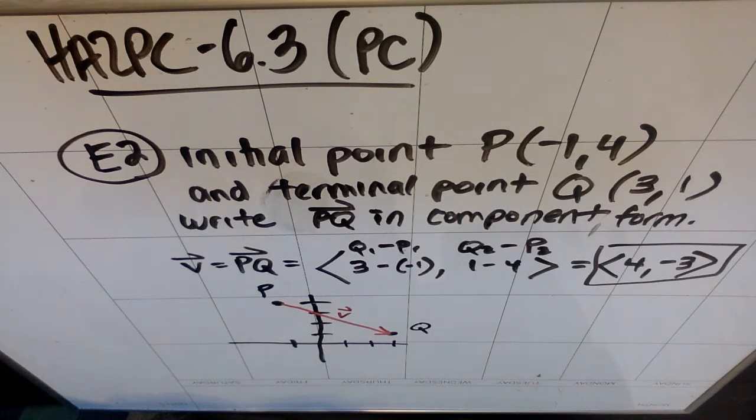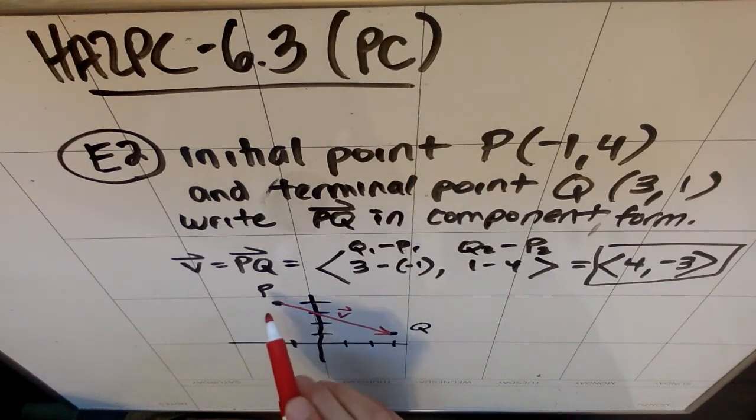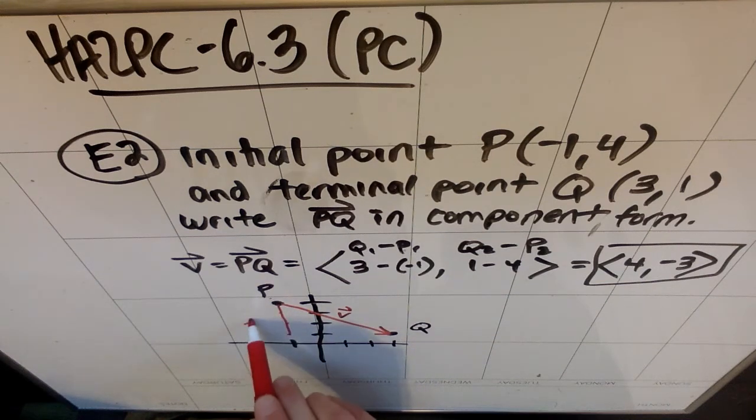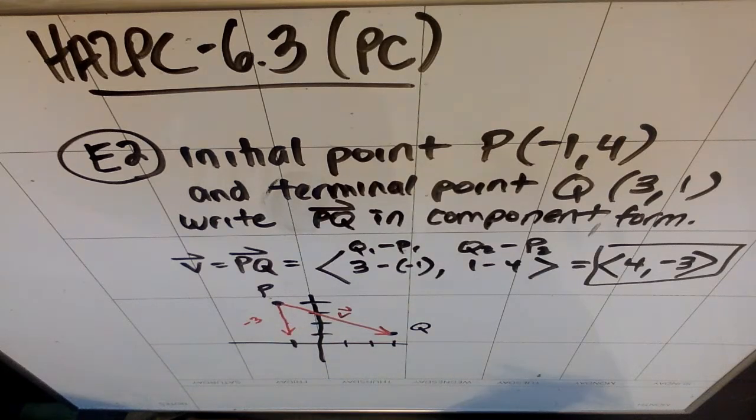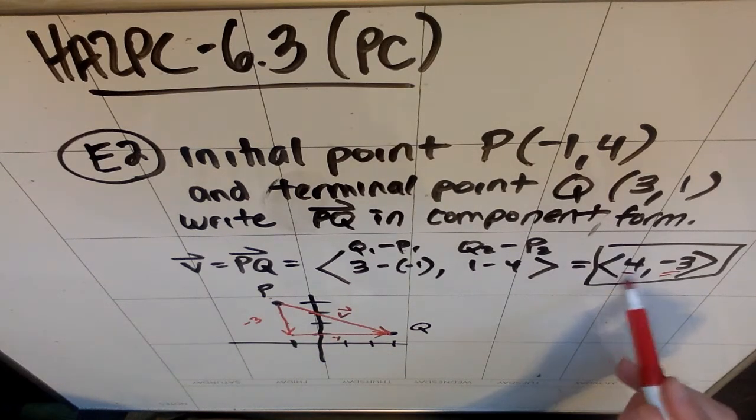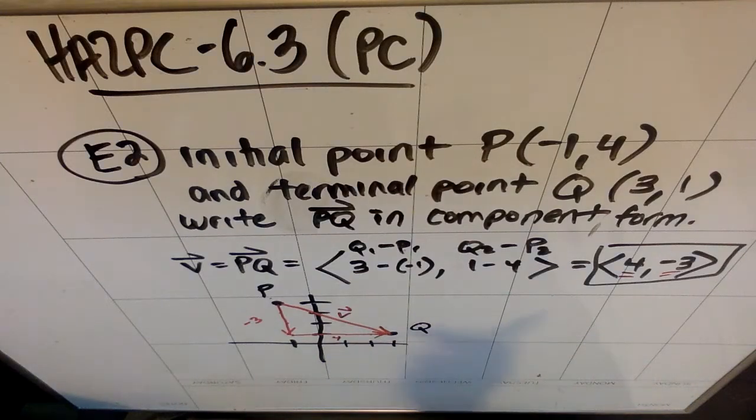So the idea is that you can physically just count and figure out what's happening. If you were to go from this start to end, you're going down 1, 2, 3 units. So notice that's why I get that -3 as the vertical component. And to the right, 1, 2, 3, 4 units, which is why I get that +4 as my horizontal component. So you can actually figure that out by just actually drawing it.